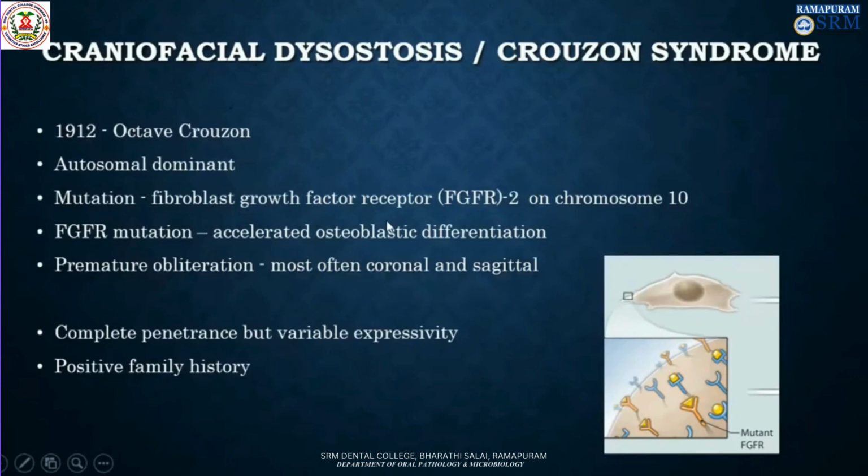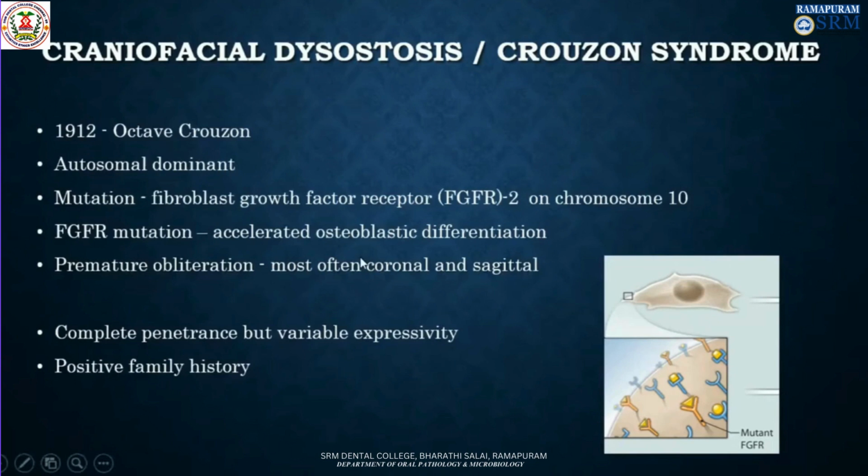Normally the FGFR2 receptor is present on the cell membrane of cells like osteoblasts. We know that osteoblasts are the bone forming cells. The normal stimulation of FGFR by the fibroblast growth factor results in differentiation of the osteoblast. Whenever there is a mutation in this FGFR, there will be accelerated osteoblastic differentiation resulting in premature obliteration of the sutures. Most commonly the coronal and the sagittal sutures are prematurely fused.